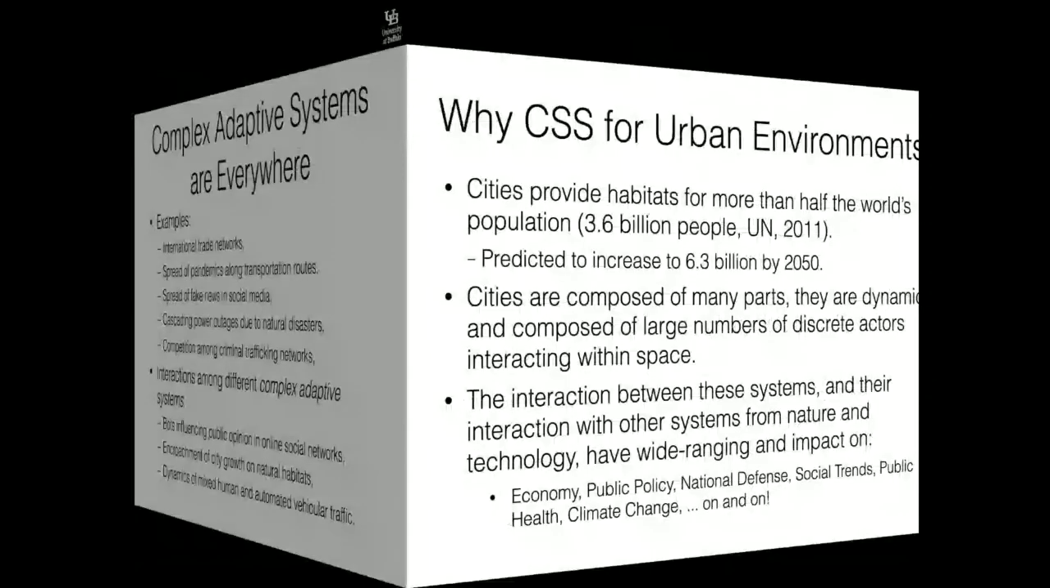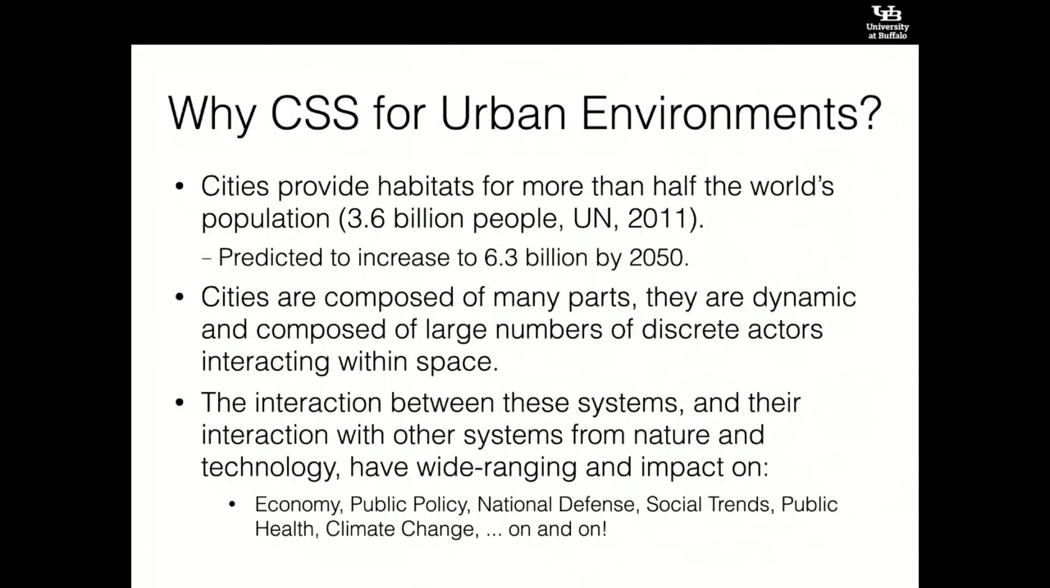My focus in this area, in urban analytics and computational social science, is with respect to cities. Why am I interested in cities? Because, for the first time in human civilization, back in 2007, I think it was, more than half the world's population were living in cities. And this is only going to grow in the coming decades. Cities are really great examples of these complex adaptive systems. They are composed of many parts. They're very dynamic. There are a lot of discrete actors, all interacting in space and time.